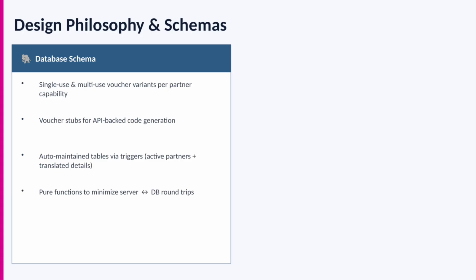The database schema also contains tables maintained automatically with triggers that contain only active partners and rewards with translated details in all supported languages, helping us guarantee completeness of data served by the API. Lastly, it contains many pure functions that help us prepare as much data on the database side as possible without relying on back and forth trips from the server to the database.